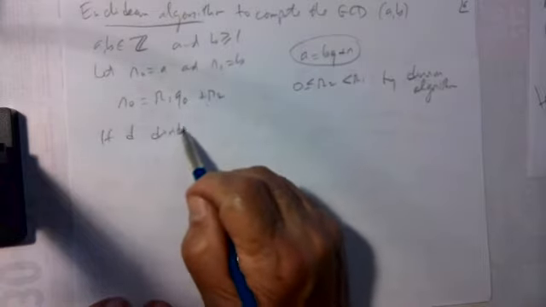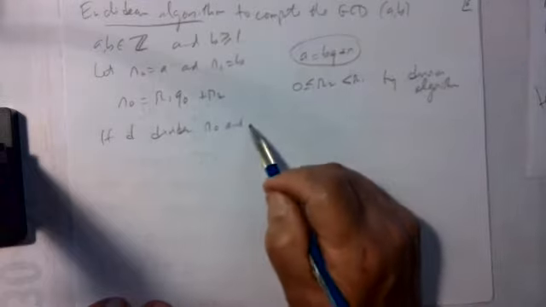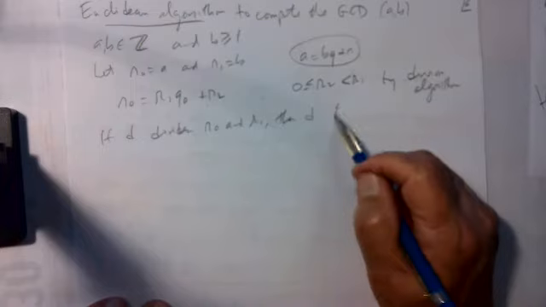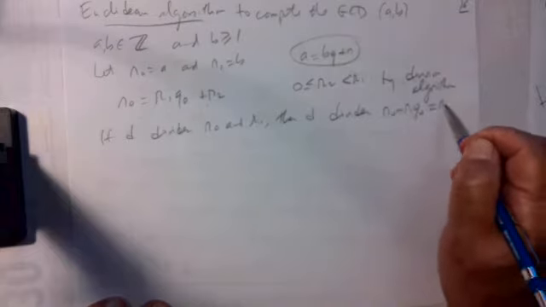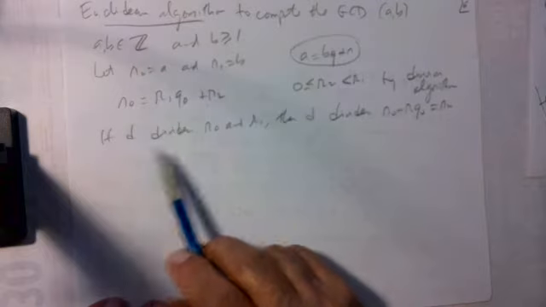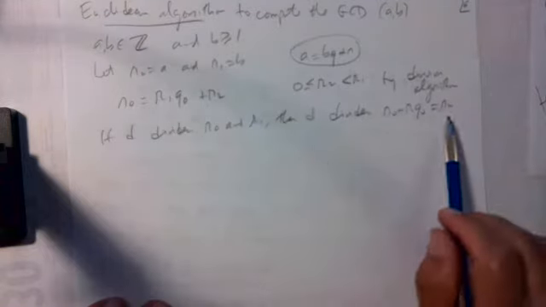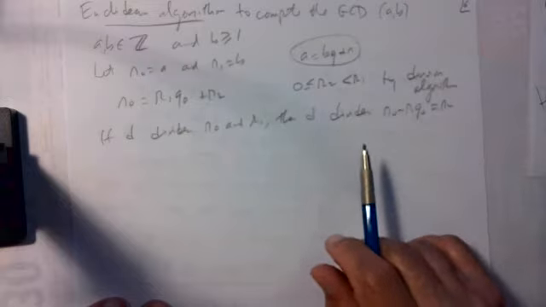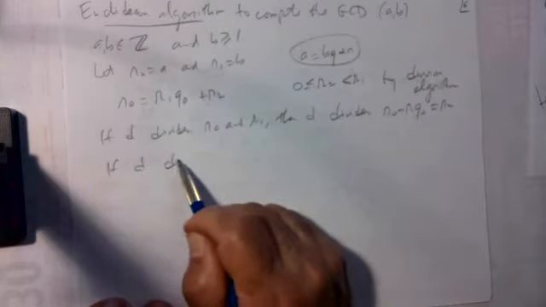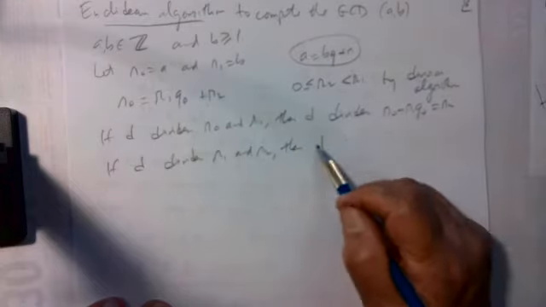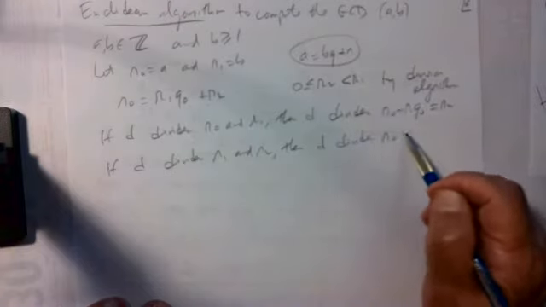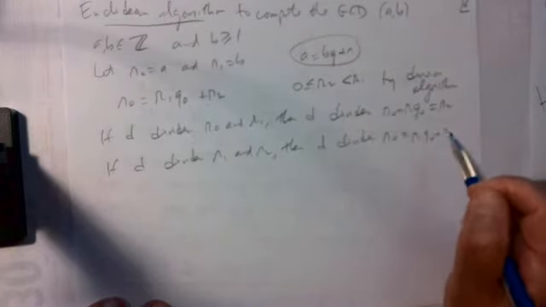And what can we observe if you look at this? If D divides R0 and R1, then D divides R0 minus R1 Q0, which is R2. So if D divides R0 and R1, then D divides R2. On the other hand, if D divides R1 and R2, then D divides R0, which is R1 Q0 plus R2.